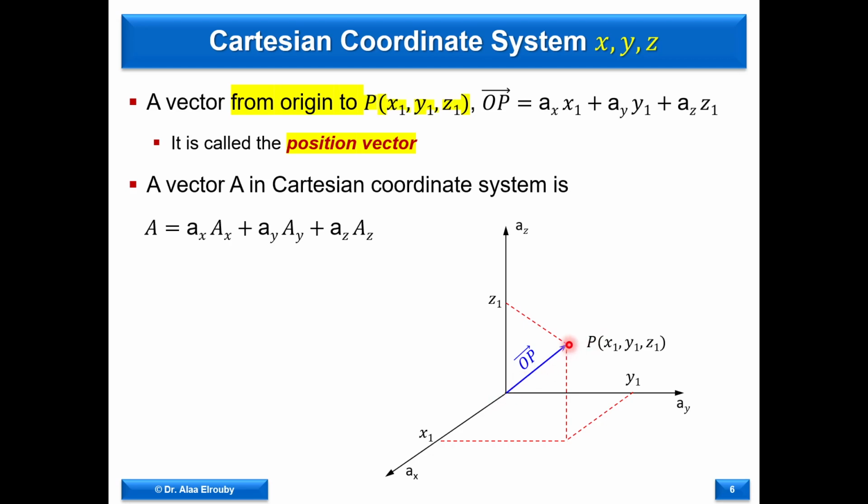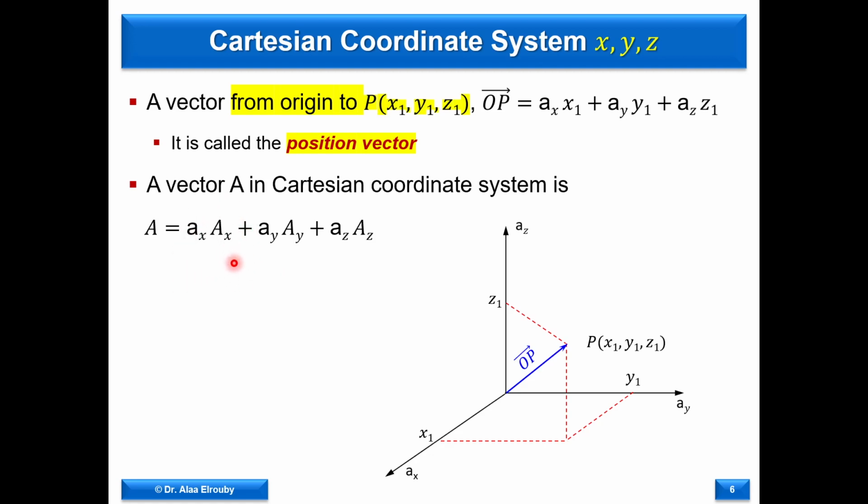you will reach the point B, and the position vector would be from the origin to the point B. Okay, so a vector A in Cartesian coordinate systems is described as such: Ax component in the x direction, Ay component in the y direction, Az component in the z direction. Az, Ay, Ax, of course, are scalar quantities. ax, ay, az are unit vectors. So this is the vector expression in the xyz coordinate system, or the Cartesian coordinate system.